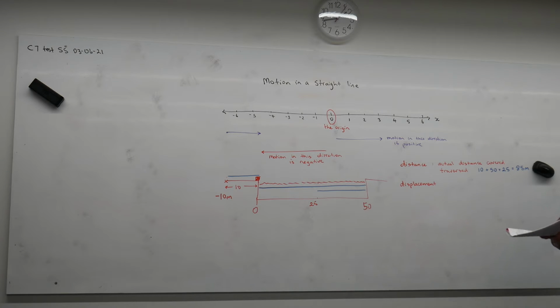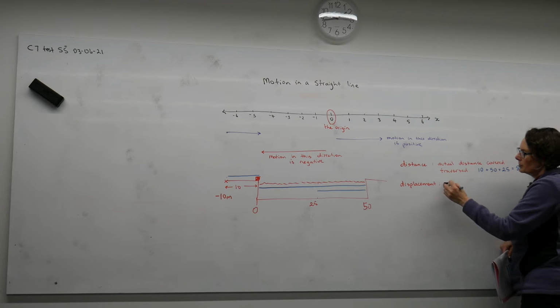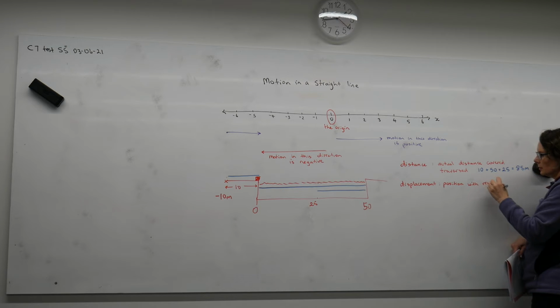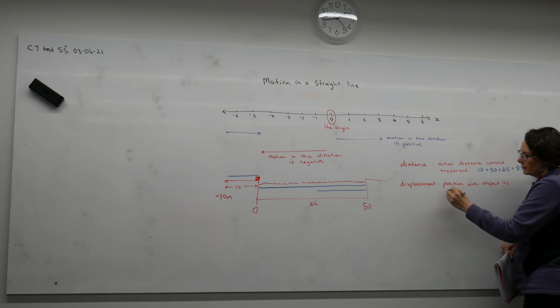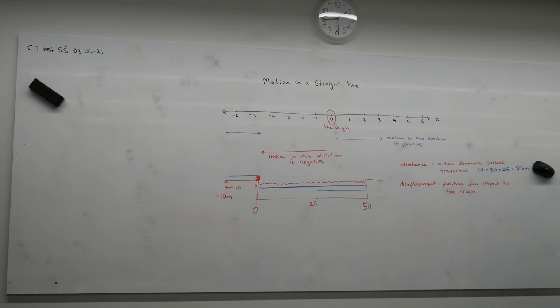Okay. Whereas the displacement is her position with respect to the origin. And in that way, it's like having a string attached to her, or an elastic band. Okay, how far away is she from the origin? 25 metres.